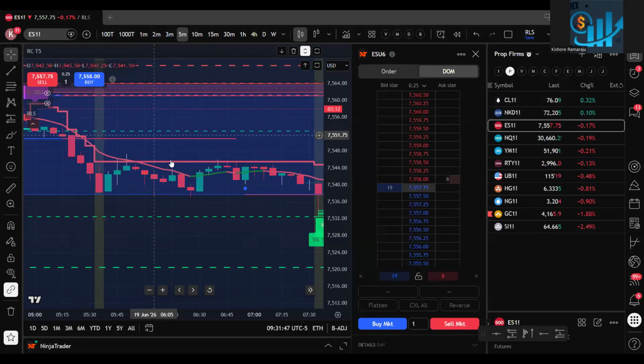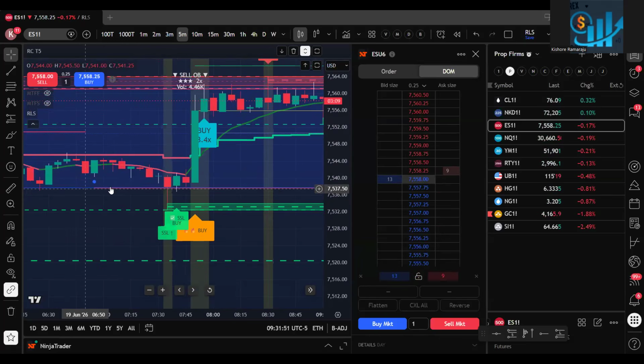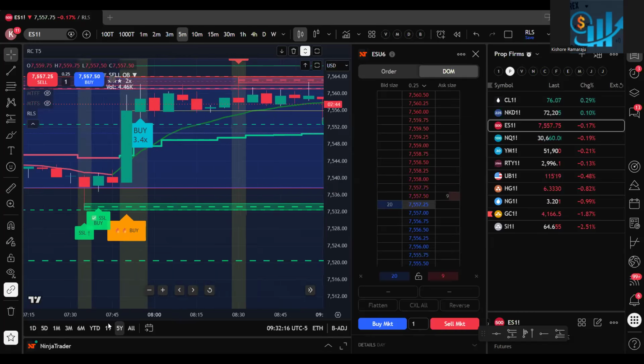It was coming here, going up, coming here, going up, coming here, going up. So then people will think that, oh, this is very strong support. Let me buy here. But they brought it nearly from 75.38 all the way down to 75.32. That is nearly $300 or nearly 6 points. So you may keep your stop loss below the support, 3 or 4 points down. They brought it so much down, and immediately they started taking it up.